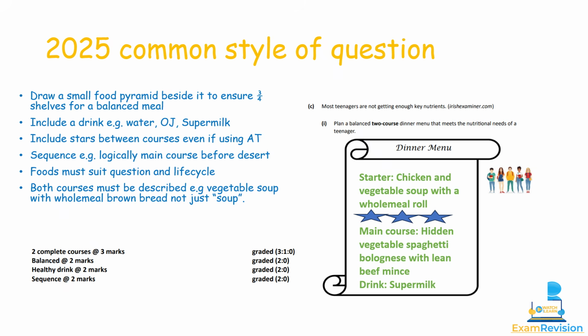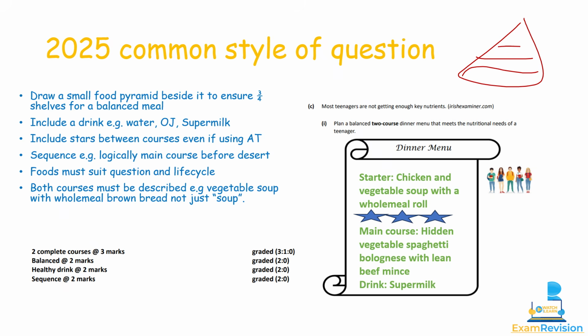Now they did change the style slightly in 24, so I'll show you both of them. So this one here, part C, most teenagers are not getting enough key nutrients. Plan a balanced 2-course dinner menu that meets the nutritional needs of a teenager, okay? So this is my golden advice. Draw a small food pyramid beside it, okay? Draw it and then put in your shelves. And tick it off as you do it.